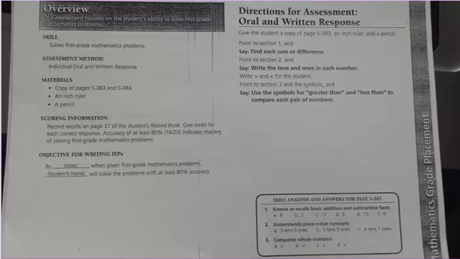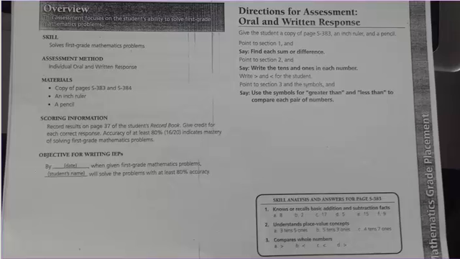So for example, on the right hand side it says the teacher is to say find the sum or difference, and while we are saying that, we are to point to section 2. The next part is write the tens and ones in each number. And then we are to point at this section that the students are able to do, and they're not to move on unless they are told to do so.